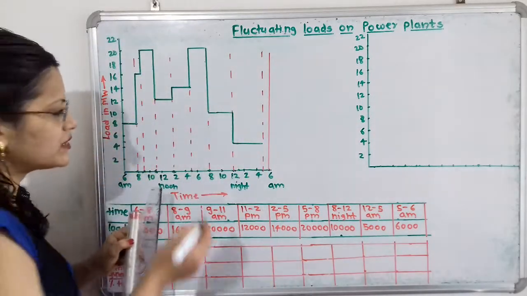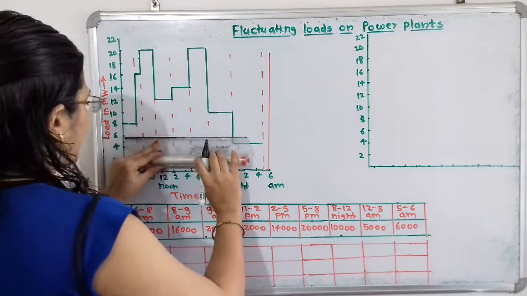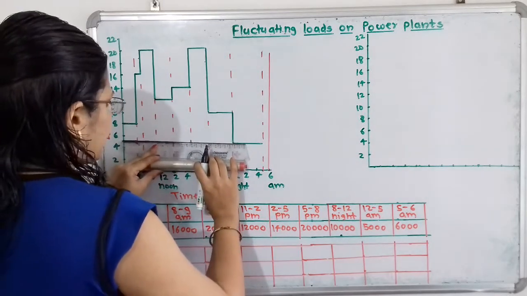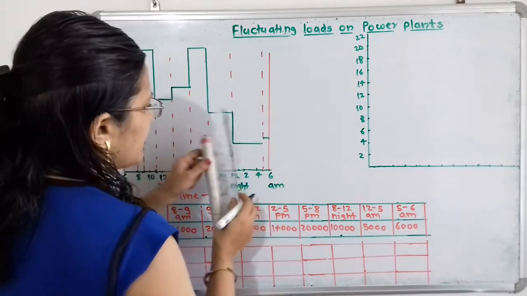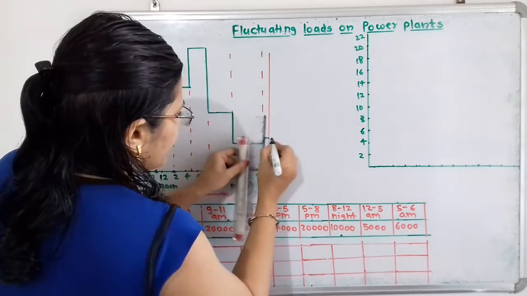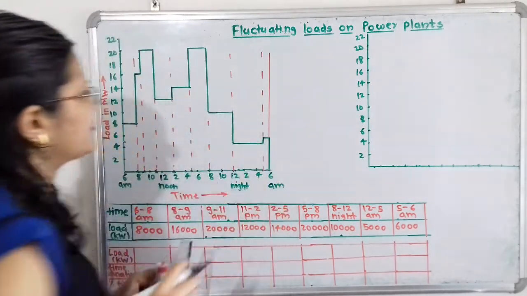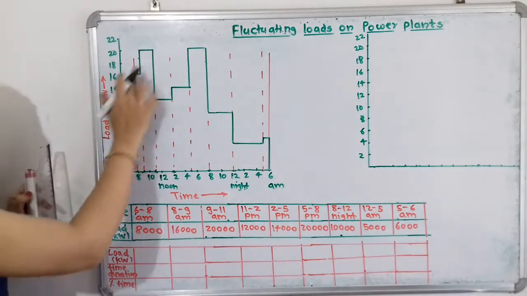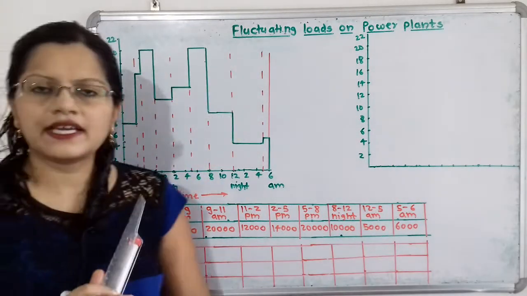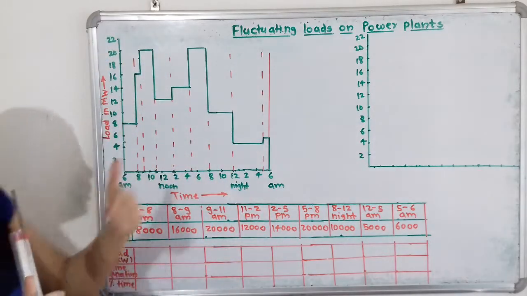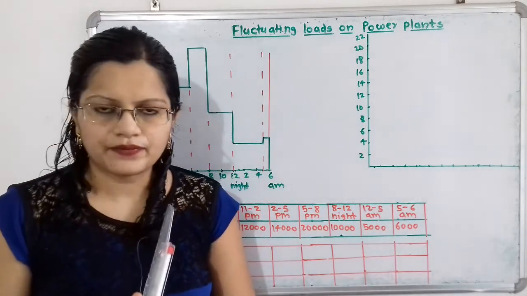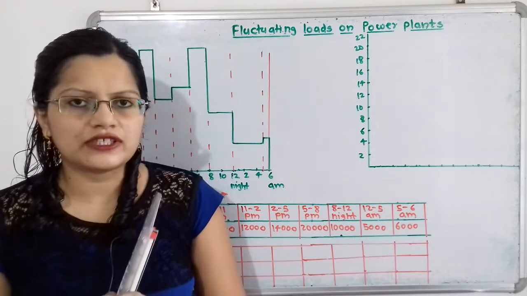And then 5 to 6, it is 6 megawatt. So here for this 6 megawatt also we will draw one line. We will join this. So this is nothing but the load curve that is getting completed. Now from this load curve we will draw the load duration curve. So how to draw the load duration curve?